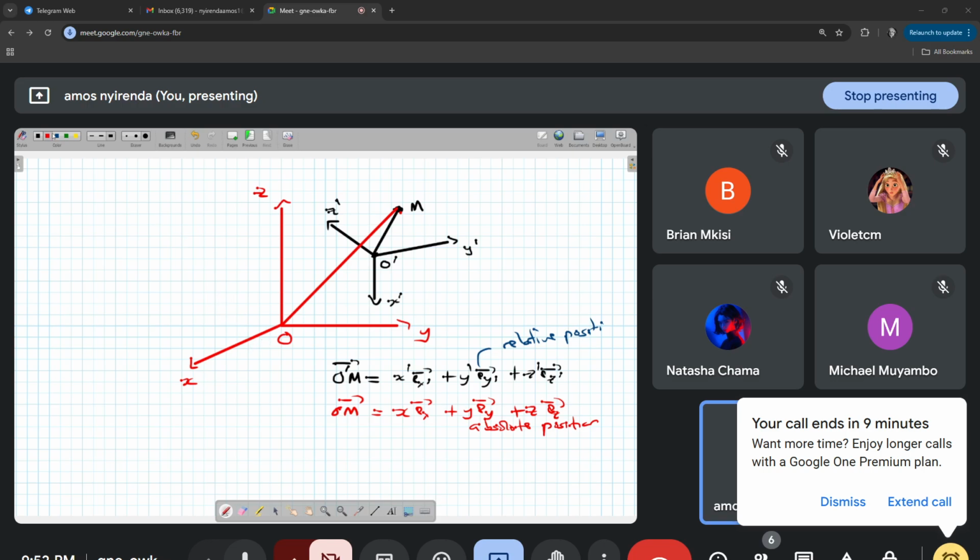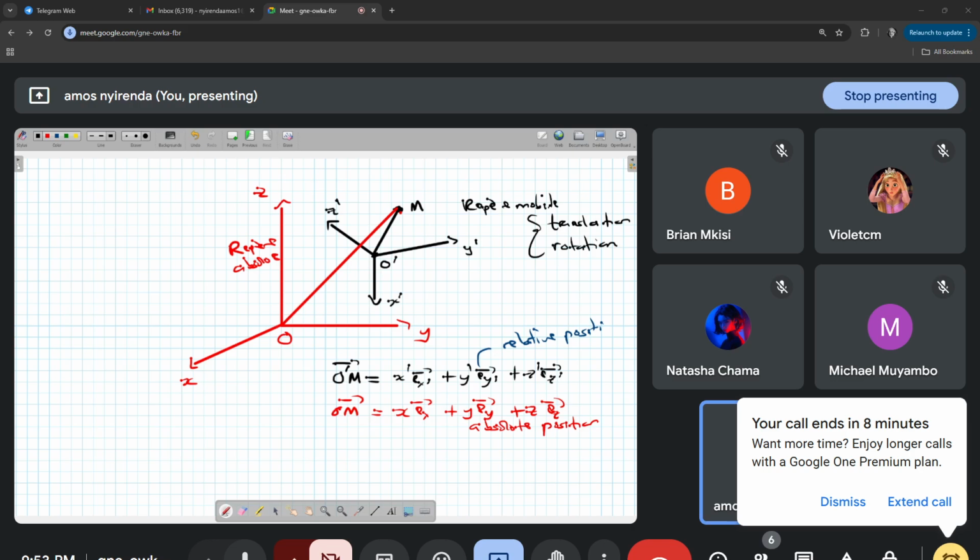So this red reference frame, we can call it le repère absolu. The other one we can call le repère mobile. So why is it mobile? This reference frame in black can perform two types of movements. It can perform translation. It can also rotate, what is known as rotation.